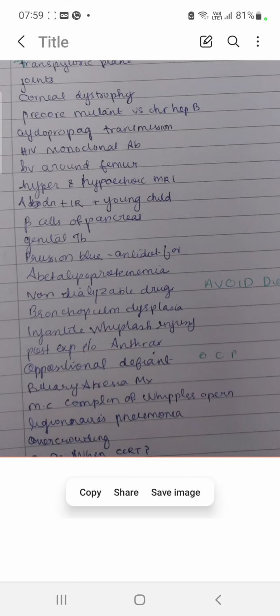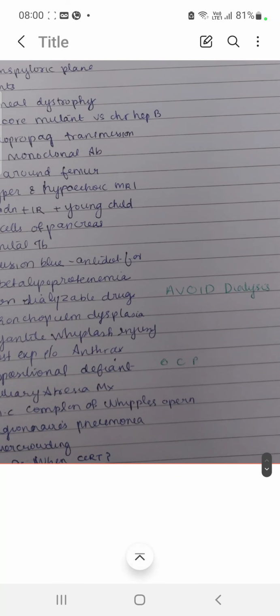Abetalipoproteinemia, there will be vacuolated cells in the biopsy picture, and there can be vitamin E deficiency, and it can be associated with cerebellar symptoms, and in blood you get Burr cells. Then next, non-dialysable drug, there will be elevated triglyceride also. Non-dialysable drug mnemonic is AVOID dialysis.